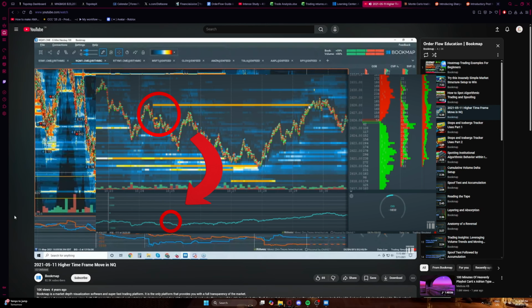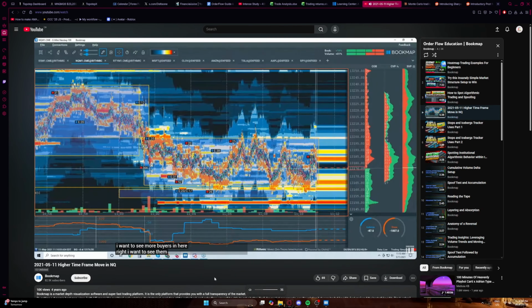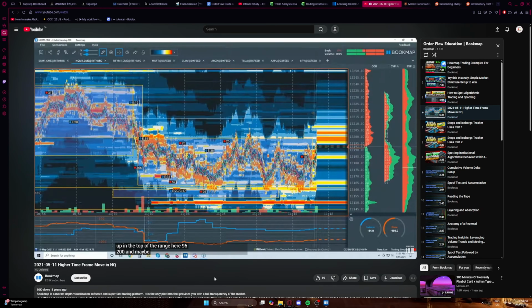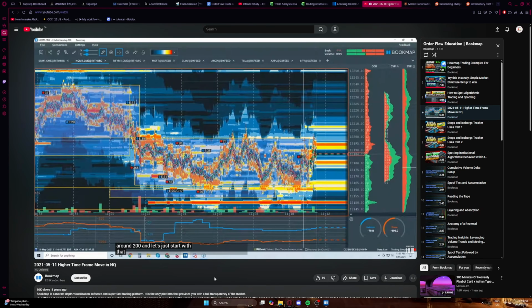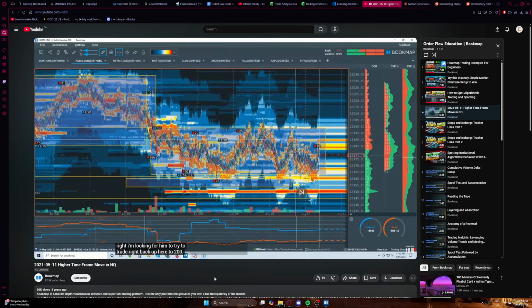A rising CVD during a pullback could mean that the buyers are absorbing the dip and preparing for continuation. Okay, let's look at what layering and absorption is. The basic English definition of layering is the act of stacking or arranging things one on top of the other, which happens in Bookmap with orders.